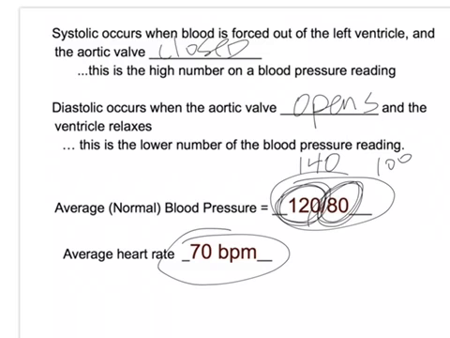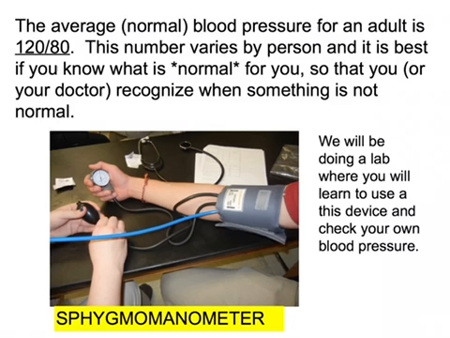And the average heart rate, this is resting, so not when you're exercising, but when you're resting, is around 70 beats per minute. However, we don't really start getting concerned until your resting heart rate is probably around 90 beats per minute. That's a bit high. So again, average blood pressure for an adult is 120/80. Again, it varies by person. You have to figure out what's normal for you.